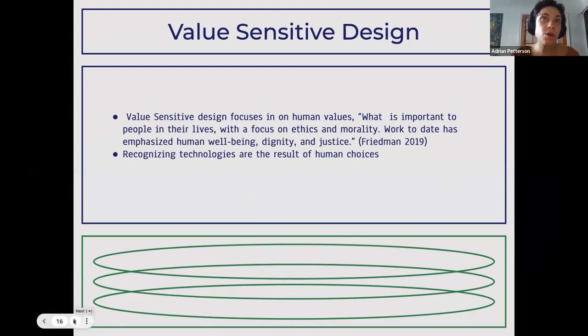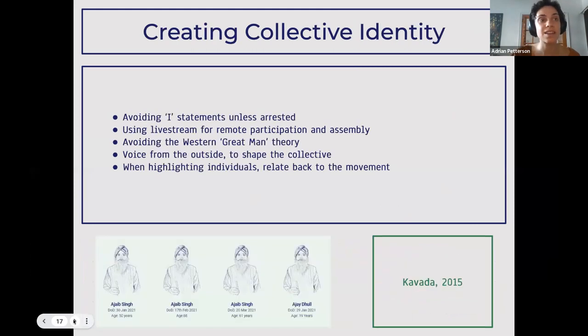So some ways that we can employ value-sensitive design within social media for social movements: we can create that collective identity that I talked about before. One way that Occupy Wall Street in particular did this really well was avoiding I statements unless somebody had been arrested.